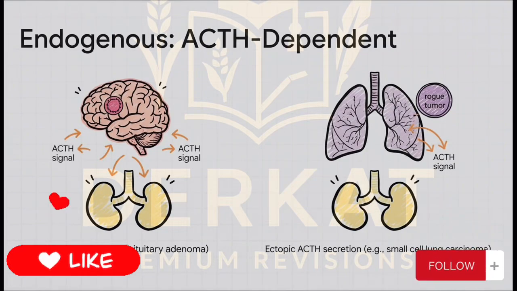Okay, now let's look at those ACTH-dependent causes. This is where the body itself is making too much ACTH, which is basically screaming at the adrenal glands to pump out more and more cortisol. This can be Cushing's disease, that pituitary tumor we just talked about, or it can be what's called ectopic secretion, where some rogue tumor somewhere else, often in the lung, has decided to start making its own ACTH.